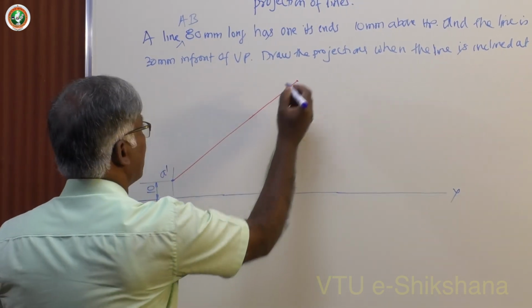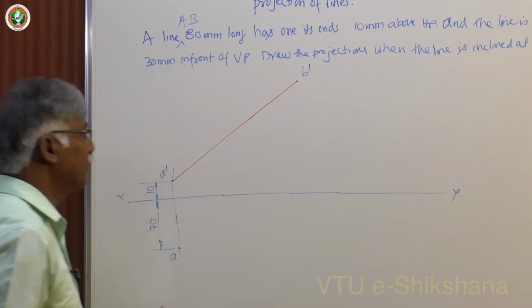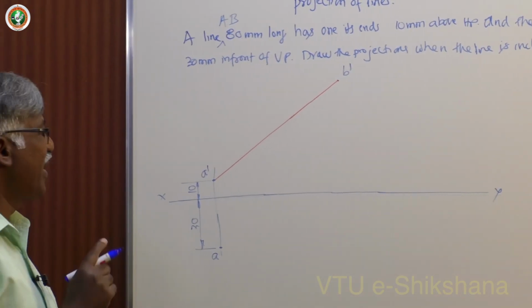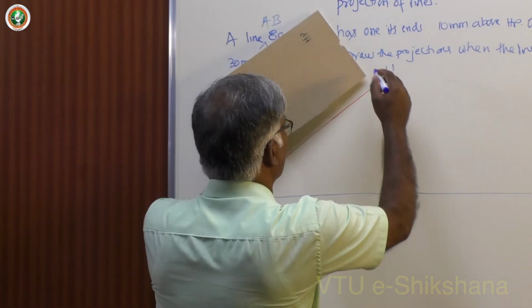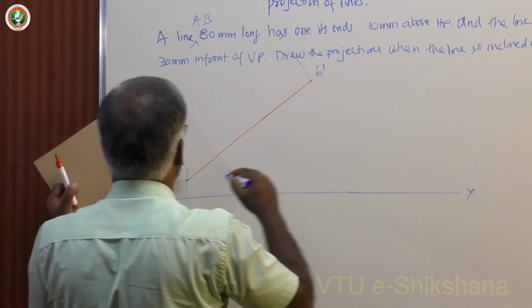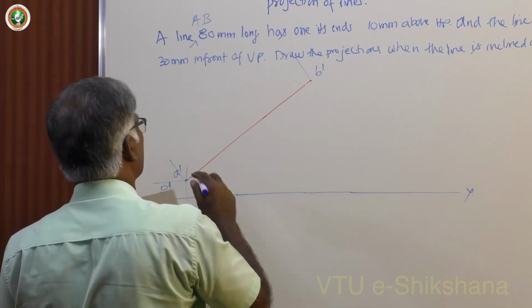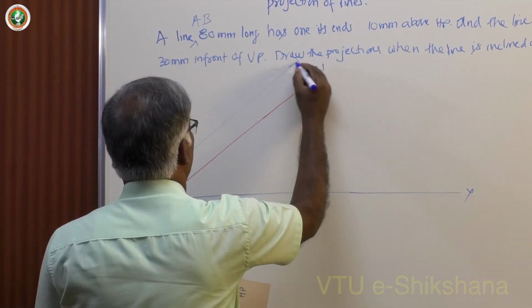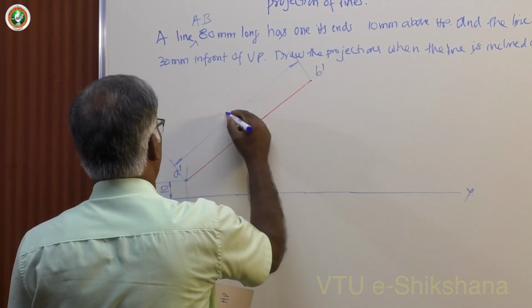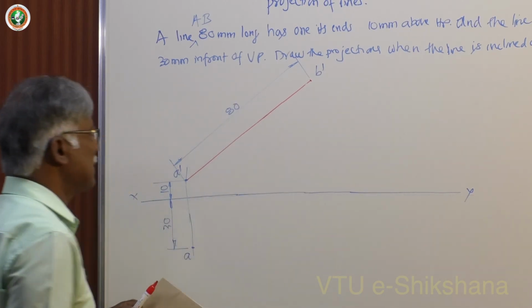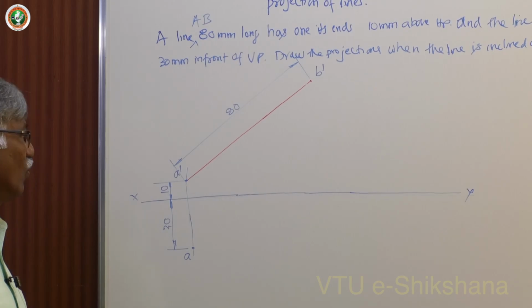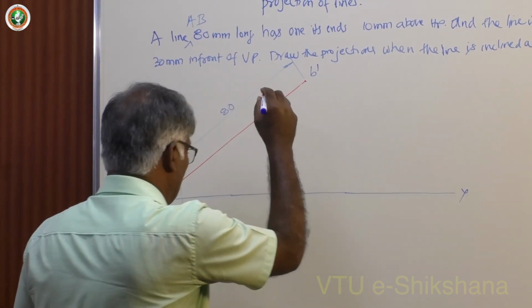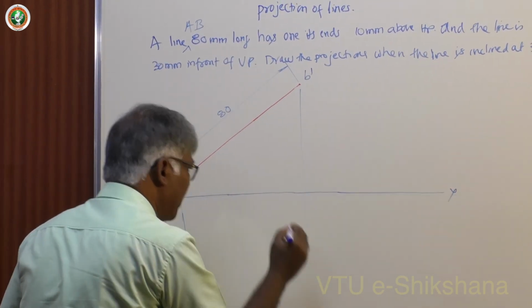Now let me name this as B dash. A dash, B dash is the front view. Since it's a simple problem, how to dimension this? You draw perpendicular lines from both ends, then draw the dimensioning line. This is 80. Okay. Further, if you have inclination to VP and all, then you will not do it at this stage; at the end, you can do. Now, draw projection from this.